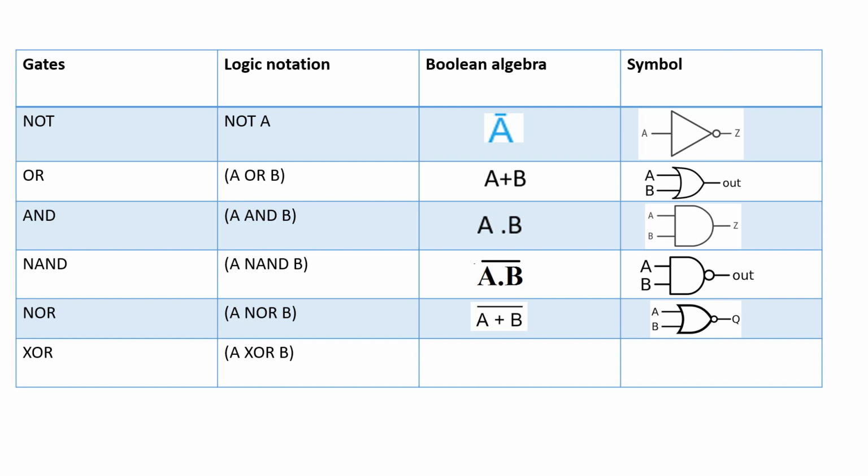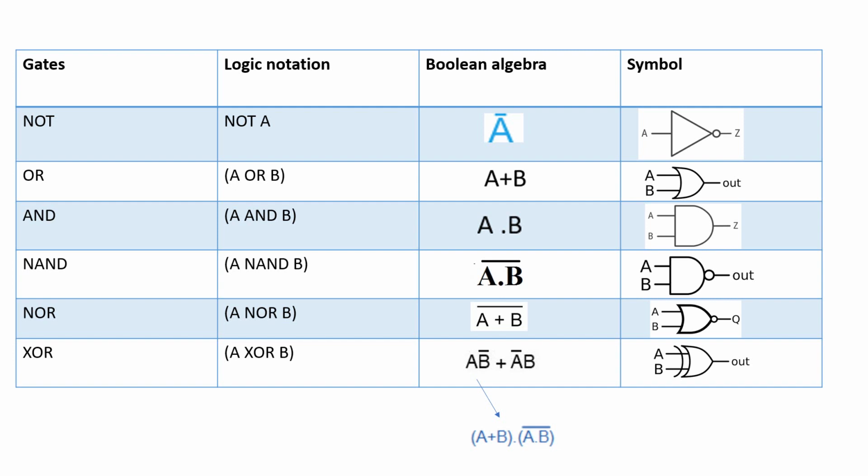In the case of XOR, logical notation will be written like A XOR B. In Boolean algebra, it will be A B complement plus A complement B. Also, it can be written like A plus B dot, that is basically multiplication, okay? A dot B whole complement. So these are the logical notations.